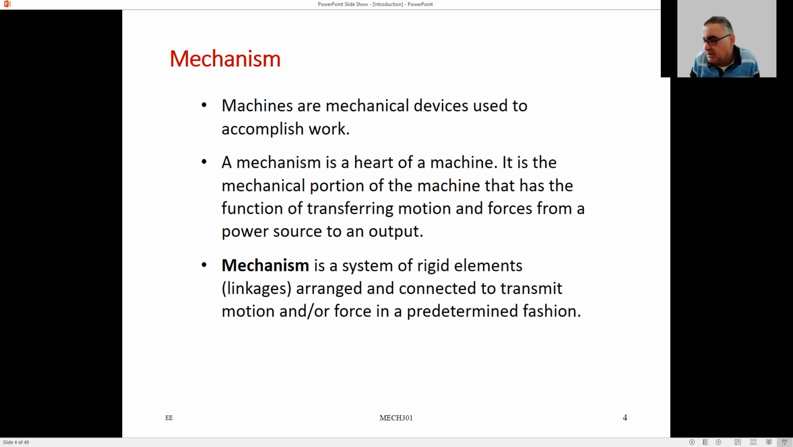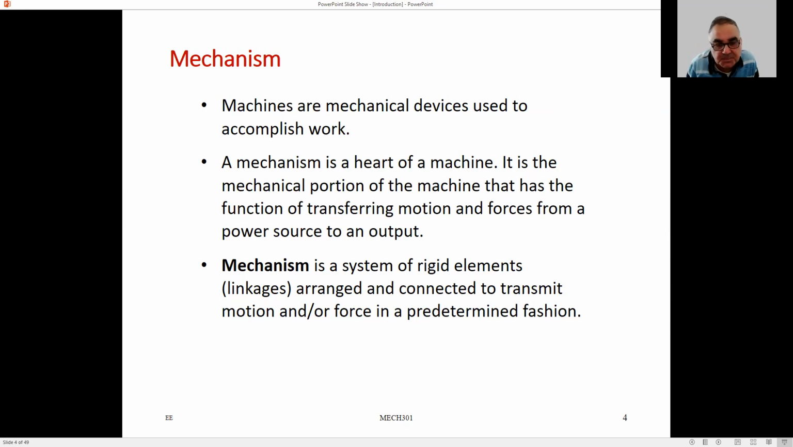A robot, for example, moves from one place to another. Mechanism is something inside the machine which allows the machine to do that task. It is the mechanical portion of the machine that transfers motion and forces. So motion and forces are two dual couples, let's say. Whenever there is motion, there should be some forces. And whenever there are forces, there might not be motion.